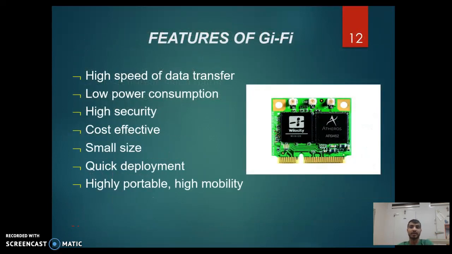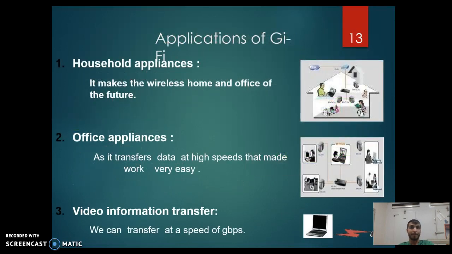Features of G-Fi: high speed of data transfer, lower power consumption, high security, cost effective, small size, easy deployment, highly portable. And we can see the structure and infrastructure of G-Fi and how the features will work. Now the applications which we will use in our day-to-day life after G-Fi comes into our life. The first is household applications. It makes the wireless home and office of the future.